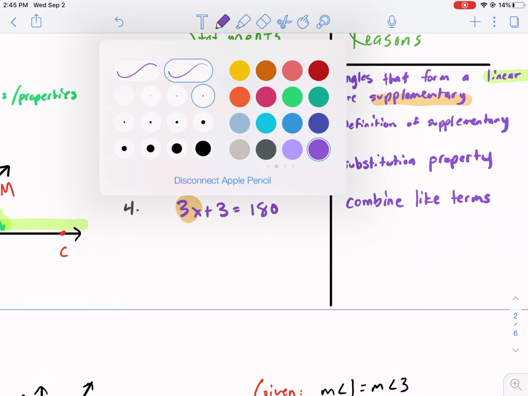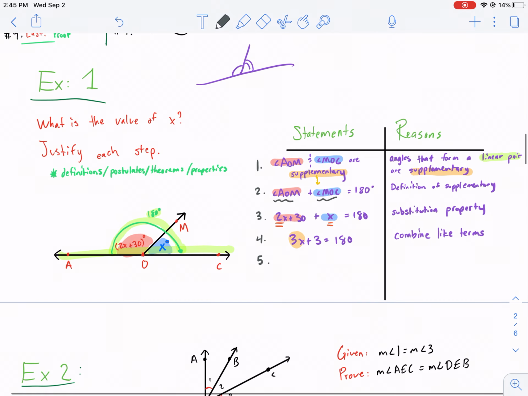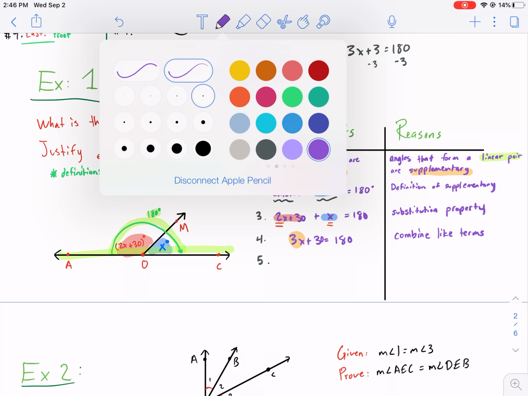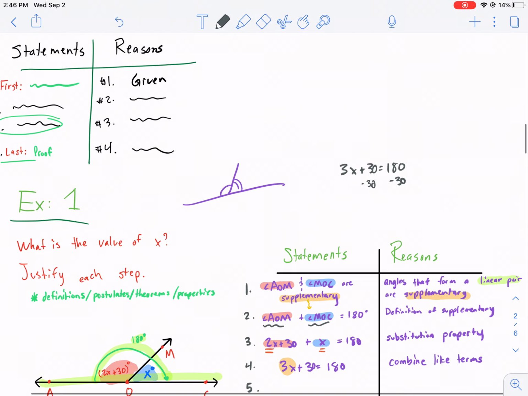Again, this is just algebra. This should be pretty easy. If we were just doing this problem like normal, we'd have 3x plus 30 equals 180. Our first step would be to try to get the x by itself. Subtract, oops, that's supposed to be 30, isn't it? Sorry, 30. Subtract 30 from both sides.